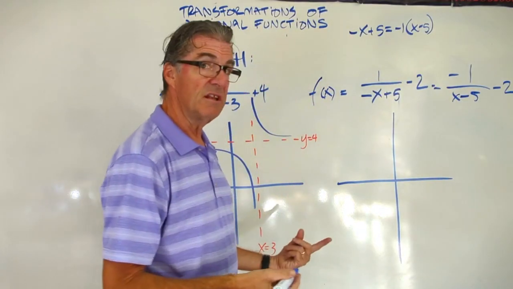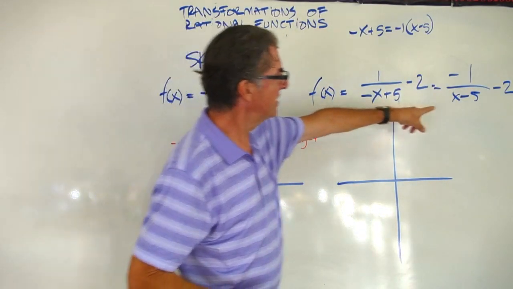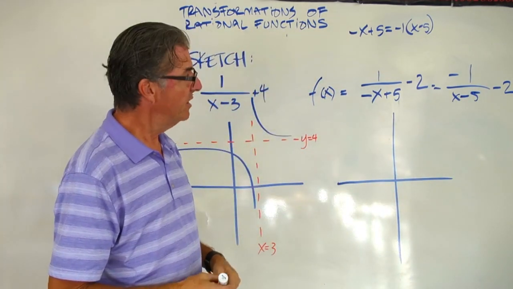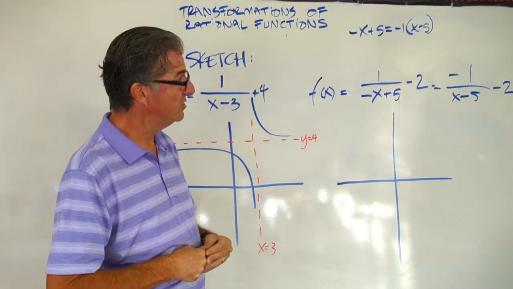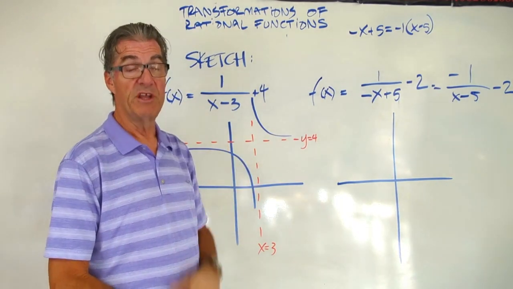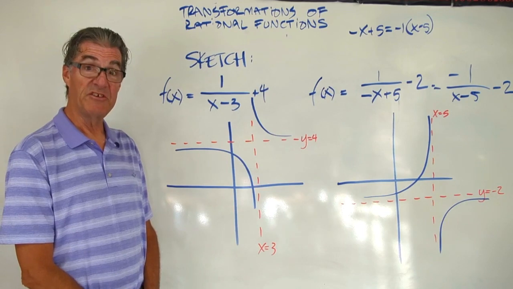So I just subtly reworked this function to make it look more familiar so I can quickly and easily graph it. So if you didn't already graph it, what I want you to do now is pause the video, draw your asymptotes on your graph, and then put in your curves. All right, let's see how you did.